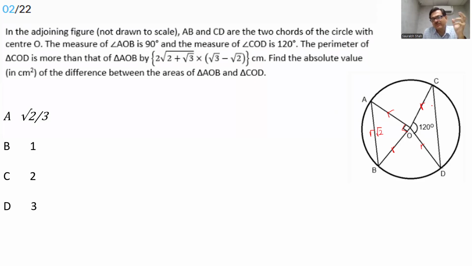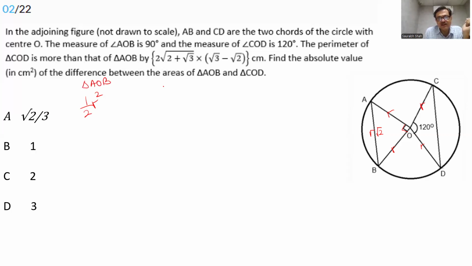Right? And then of course we'll need to calculate the length of the chord CD. First, let's understand what the question is. The question says find the absolute difference between the areas of the triangles AOB and COD. Now, what is the area of a triangle? A right angle triangle? Half leg 1, leg 2. So AOB is a right angle triangle. Half leg 1 and leg 2 are the radii. So half R R, half R square. This is the area of the triangle AOB.